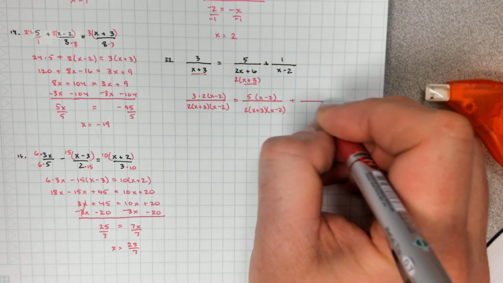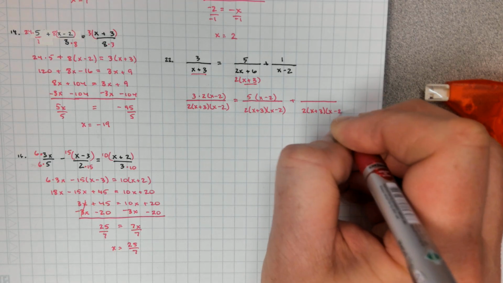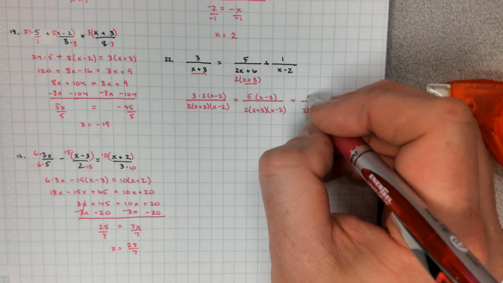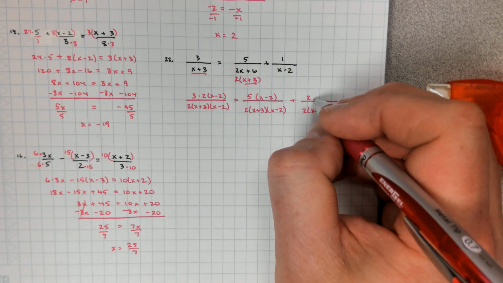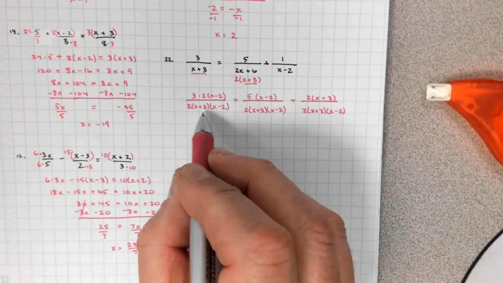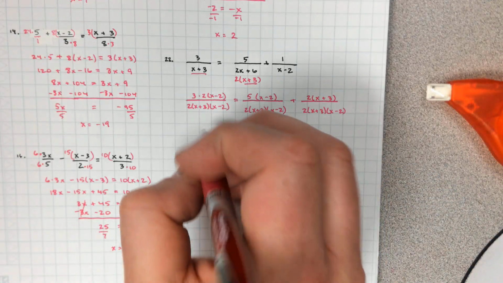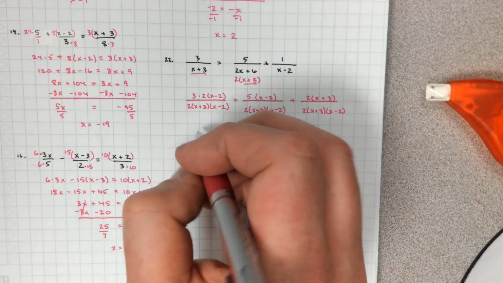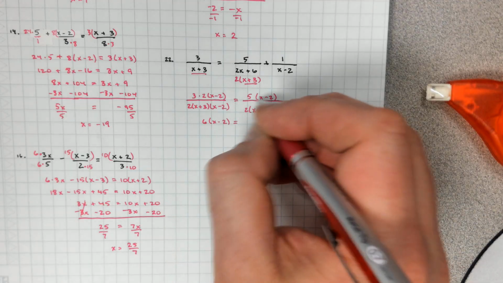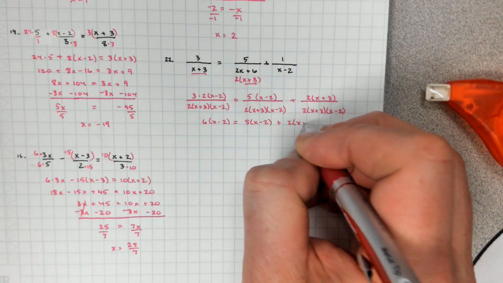And then at the end, same thing, 2 times x plus 3 times x minus 2. And I already have the x minus 2, I'm missing the 2 and the x plus 3. So that's 1 times 2 times x plus 3. Alright, so I got a common denominator of 2 times x plus 3 times x minus 2. So now that the common denominators are the same, I'm going to multiply that together before I distribute it. So 6 times x minus 2, and then 5 times x minus 2, and then 2 times x plus 3.